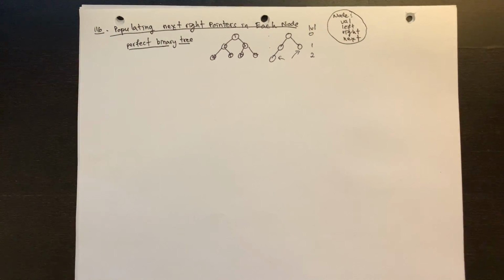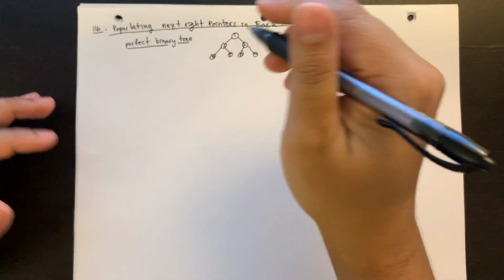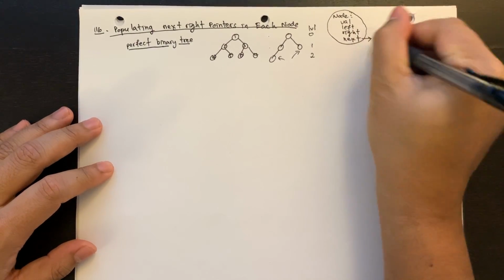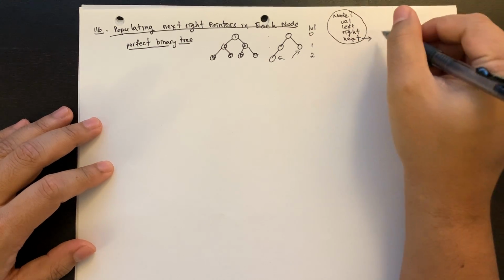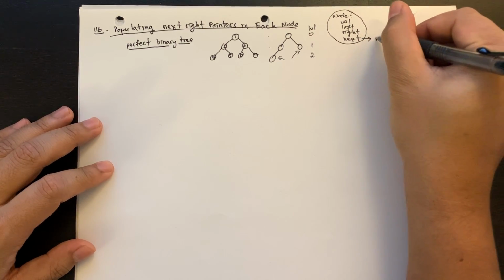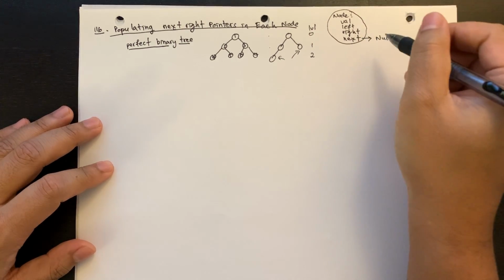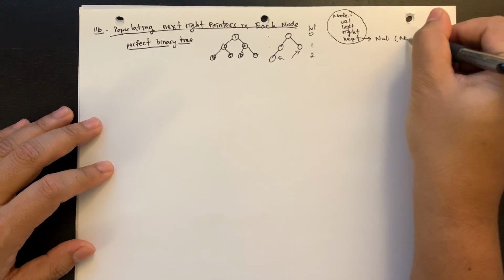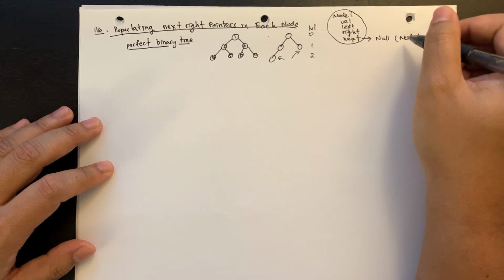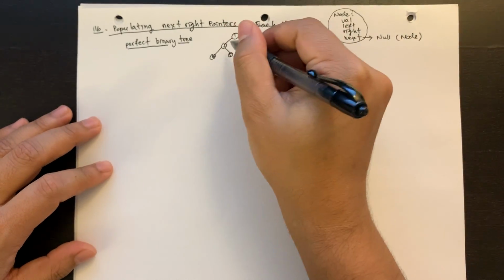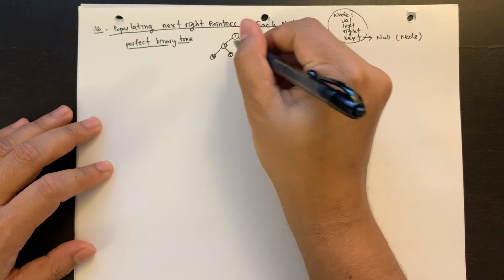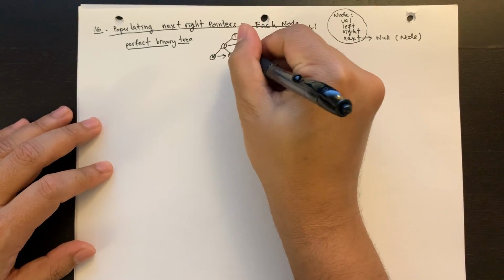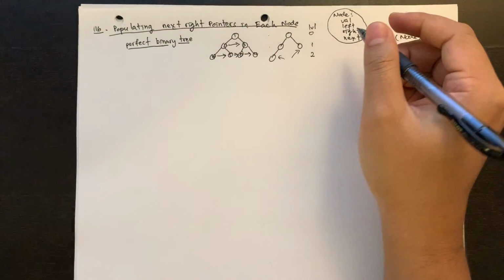Alright, now we understand what a perfect binary tree is, and the question is they want us to modify this next. Initially next is pointing to null. They want us to modify it to point to a node that is on the same level. So in this case, they want me to point this node to this node since they are on the same level, and 4 to 5, 5 to 6, and 6 to 7.